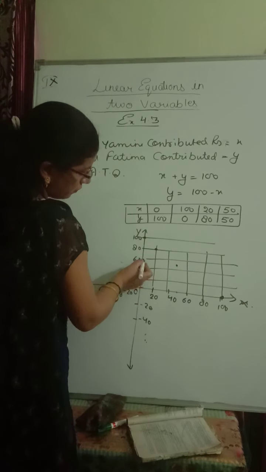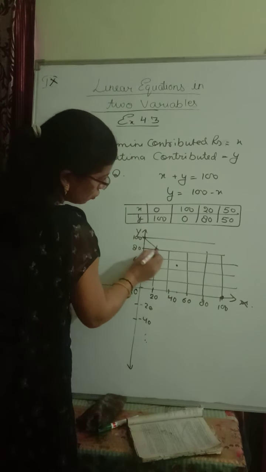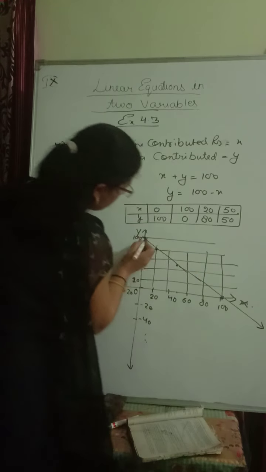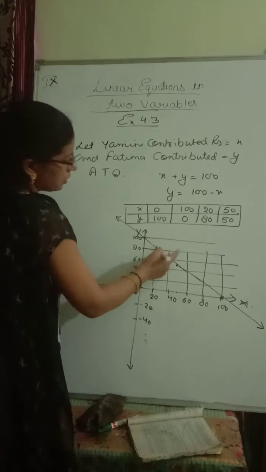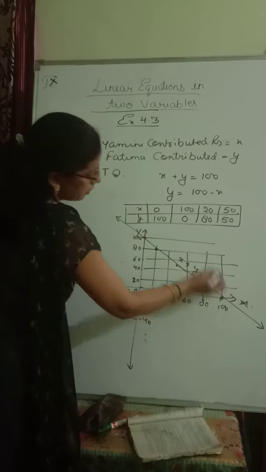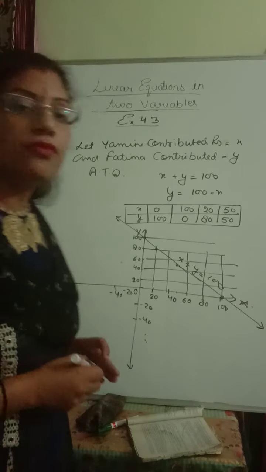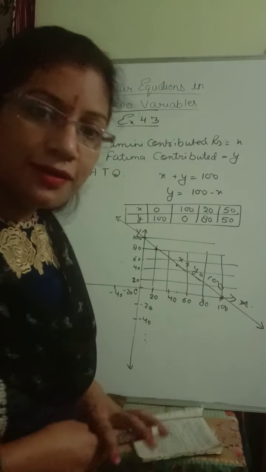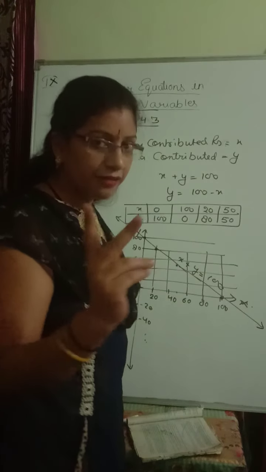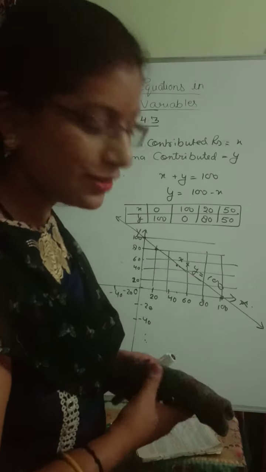Okay. 40 and 60. So we'll join all these points. So it will come a straight line. Make the arrow on both sides. Write the equation x plus y equals to 100. So this is your graph for question number 7. It's clear? Okay. Hope you are feeling that these are very easy questions and you are practicing also.